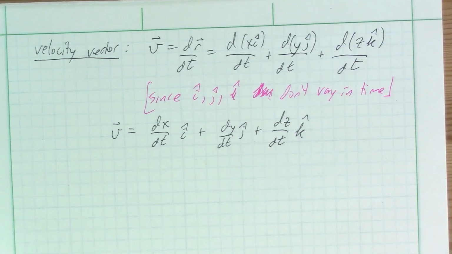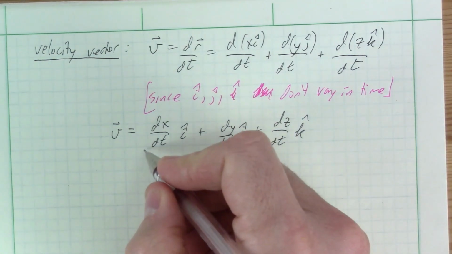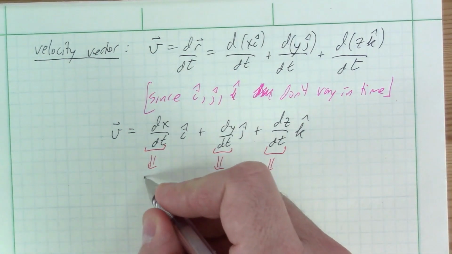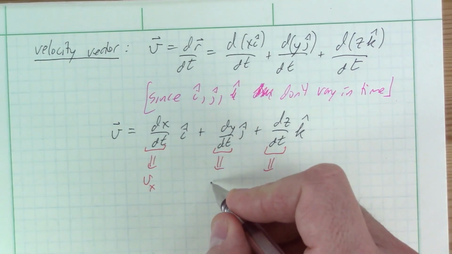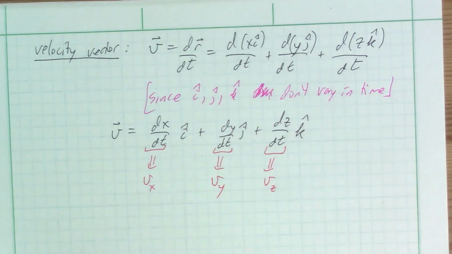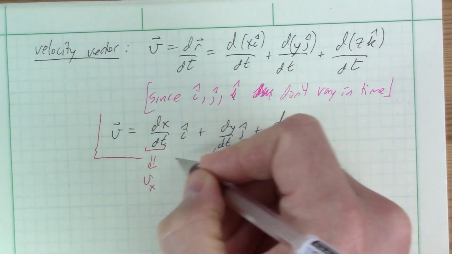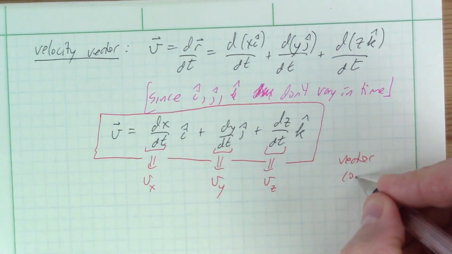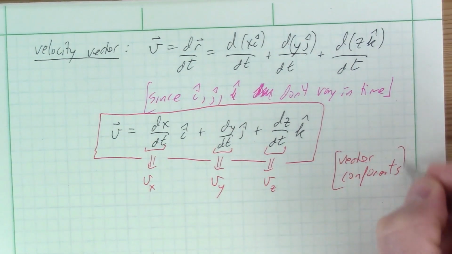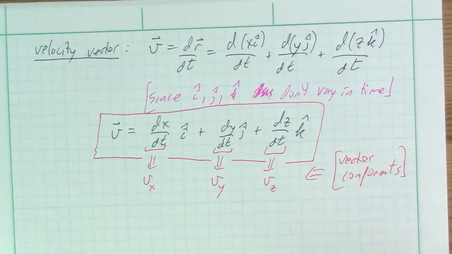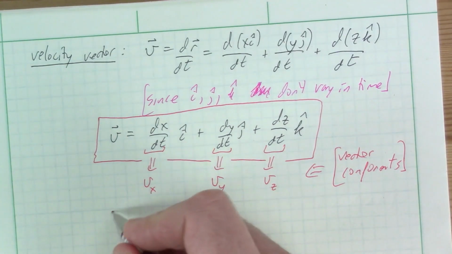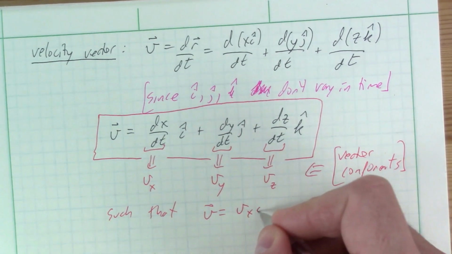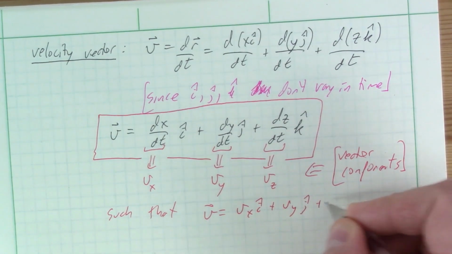And now this looks a lot like the position vector, where it's just some coefficient out front multiplying those directions in our base vectors, right? So this is the x component of the velocity vector. This is the y component and z component of the velocity vector. So these are our vector components and how we define them, such that velocity is vx i hat plus vy j hat plus vz k hat.